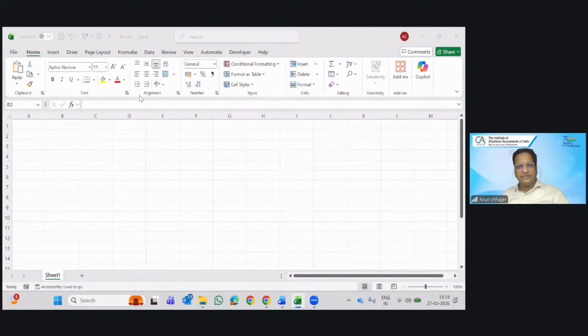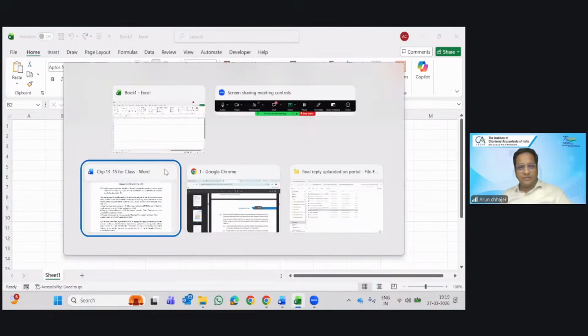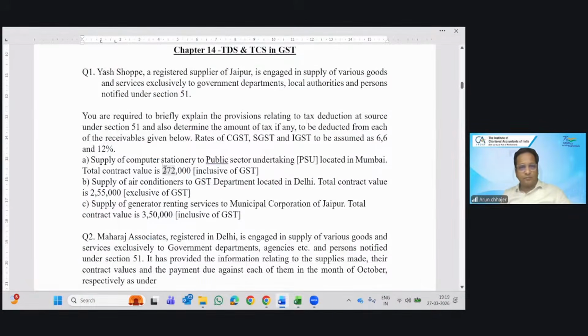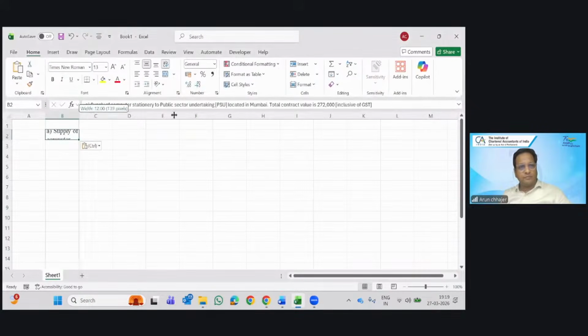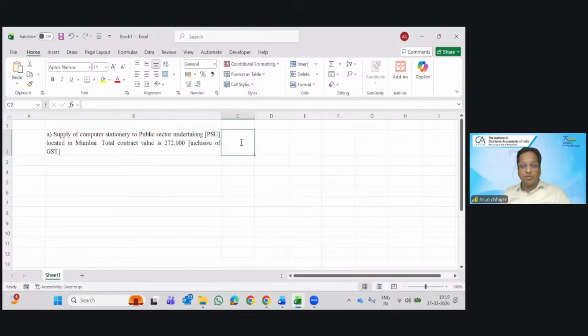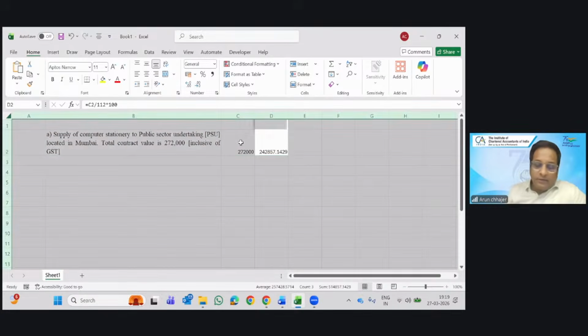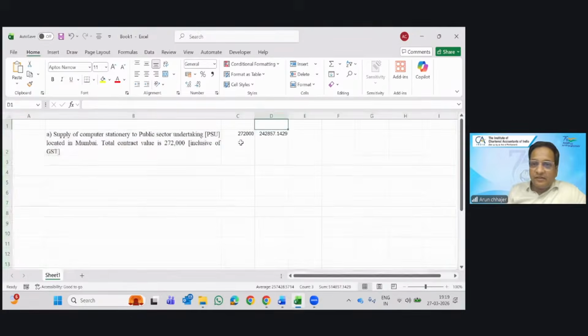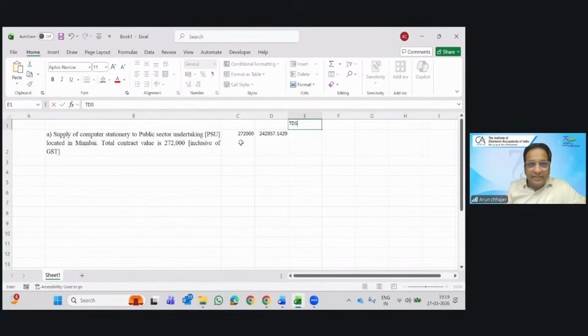Value क्या थी? 272. 2,72,000. So I can say this divided by 112 multiplied by 100. 2,42,000. Because this value is... TDS, will the TDS be deducted? Will the TDS be deducted in this case? क्या TDS लगेगा इस केस में? The answer is no TDS.